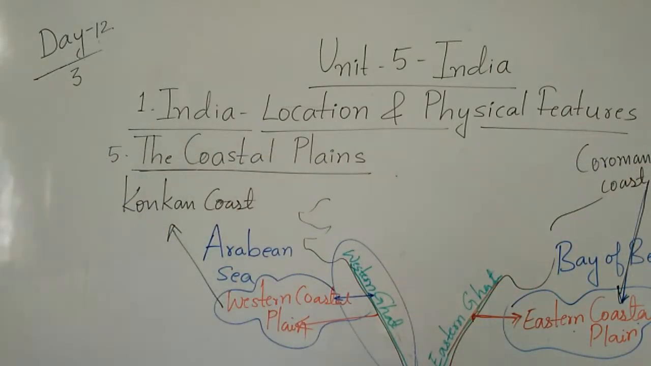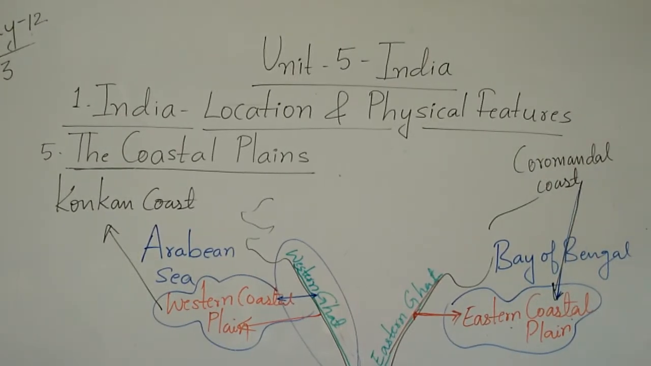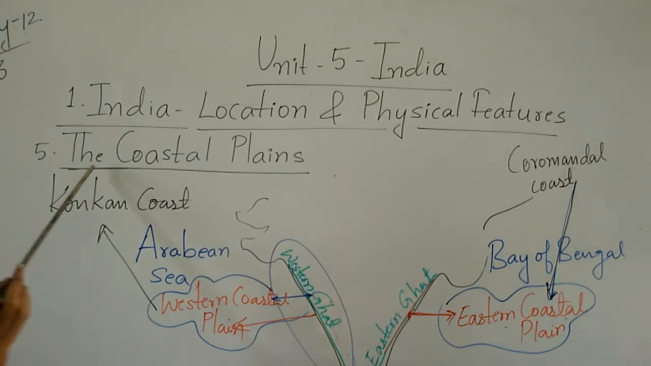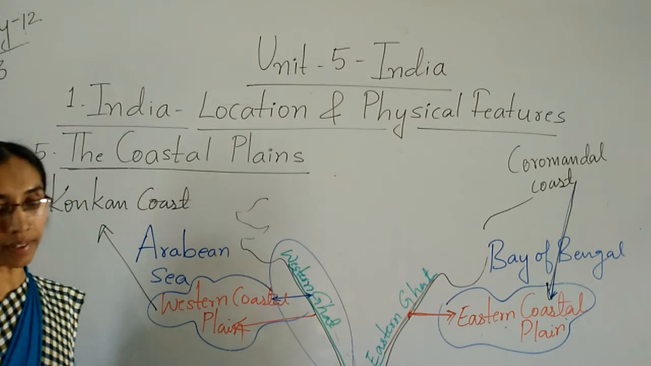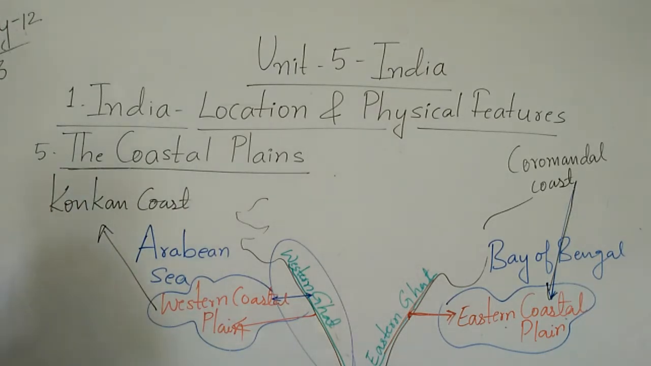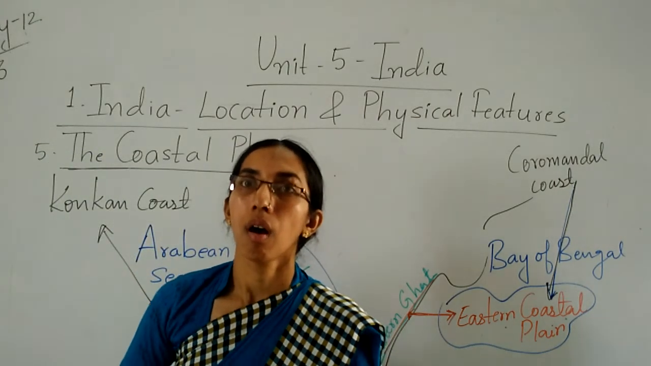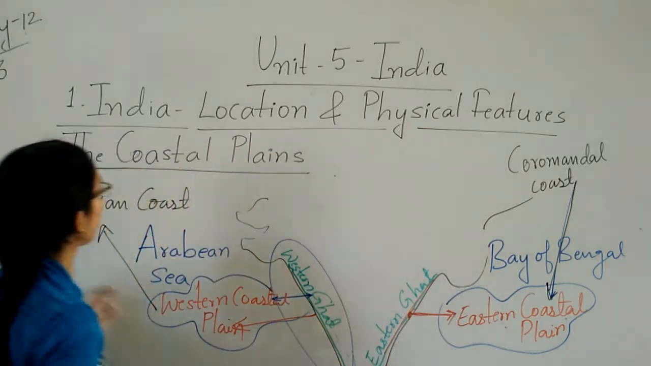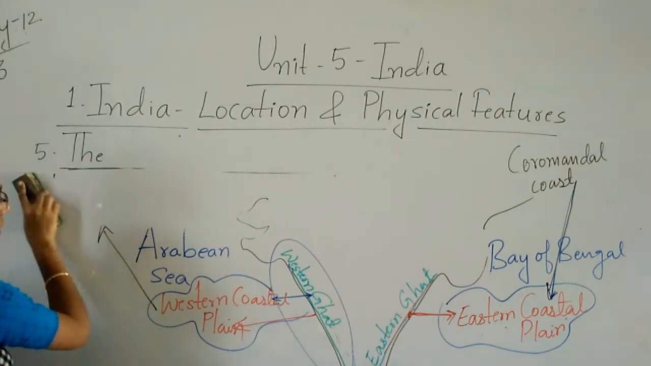Clear, children? So these are the coastal plains. Next, the next geographical feature is, what is that? The last one, the islands of India. This is the next geographical feature, the islands in India.